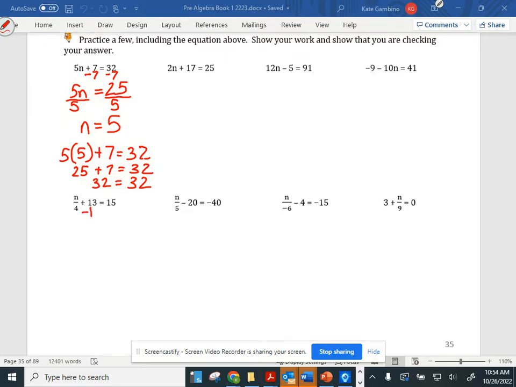Subtract 13. So I'm going to bring down my equation, n over 4. 13 minus 13 is 0, so I don't have to write that again. 15 minus 13 is what? 2. Okay, so now I have n over 4 equals 2. What is my next step? Alexis?